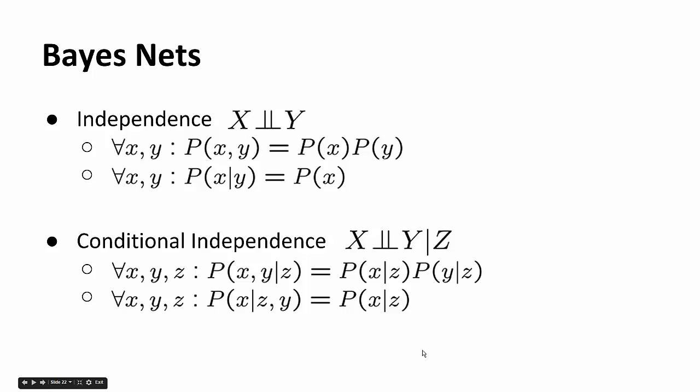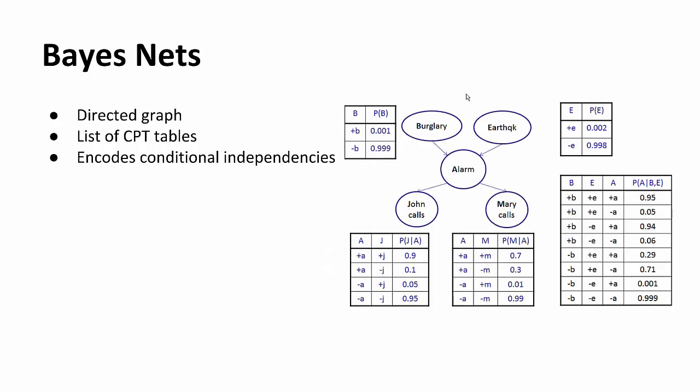Okay, so what do Bayes nets do? A Bayes net is just going to be a directed graph where each node represents some conditional probability table. So CPT stands for conditional probability table. And what that conditional probability table for the node is going to be is the variable for the node given the parents. Okay, so let's look at some of these nodes.